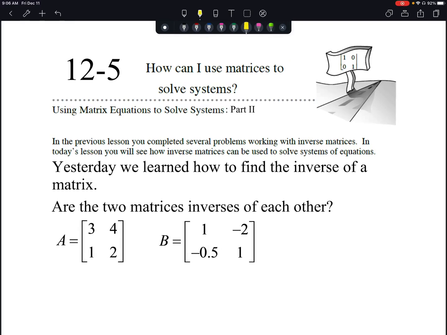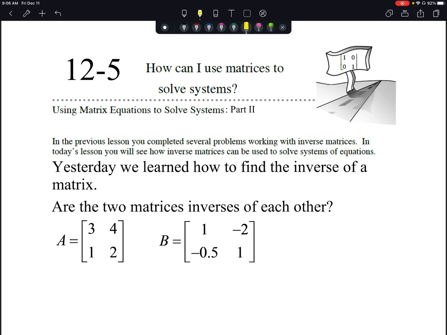Hi guys, welcome to the notes for 12-5. This one's titled, How Can I Use Matrices to Solve Systems? This is a continuation of our lesson from yesterday. Yesterday you learned what a determinant was and how you can use it to find the inverse of a matrix. We're going to use the inverse of a matrix to help us solve an equation that contains all matrices.